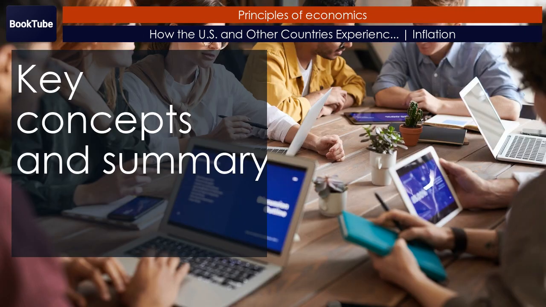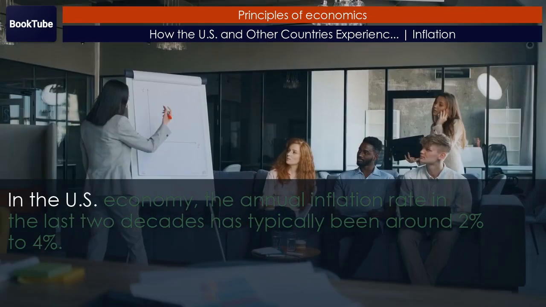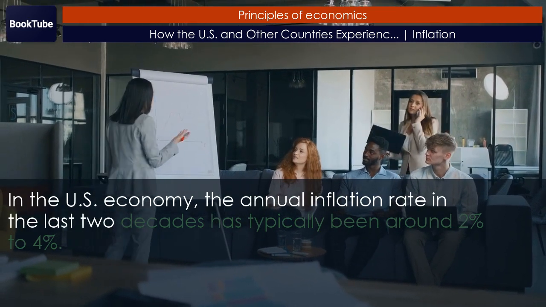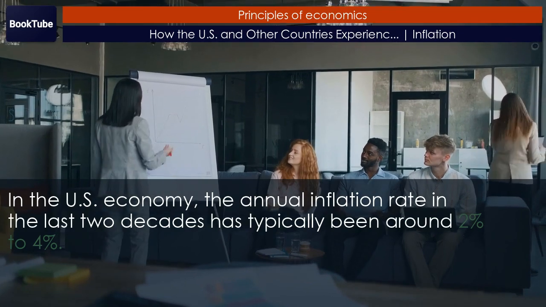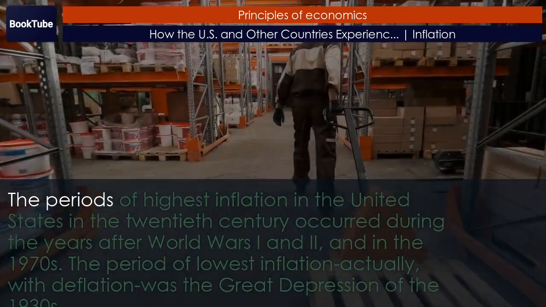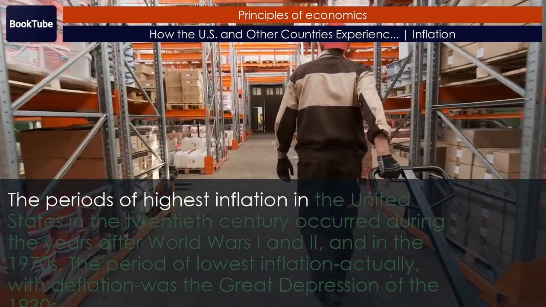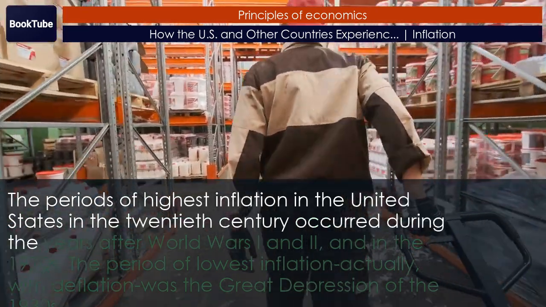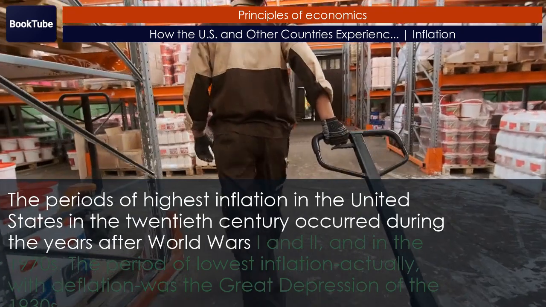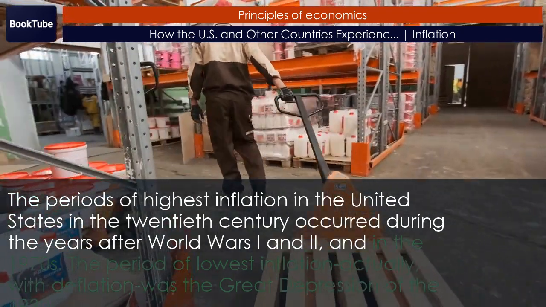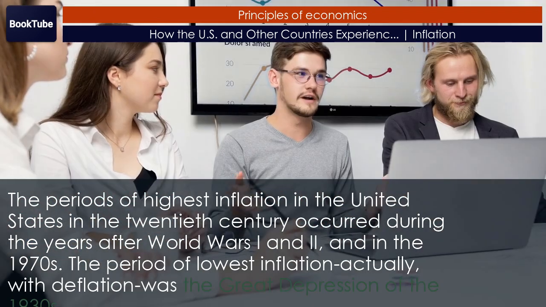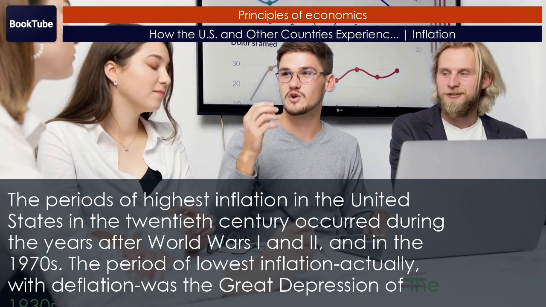Key concepts and summary. In the U.S. economy, the annual inflation rate in the last 2 decades has typically been around 2% to 4%. The periods of highest inflation in the United States in the 20th century occurred during the years after World Wars I and II, and in the 1970s. The period of lowest inflation, actually with deflation, was the Great Depression of the 1930s.